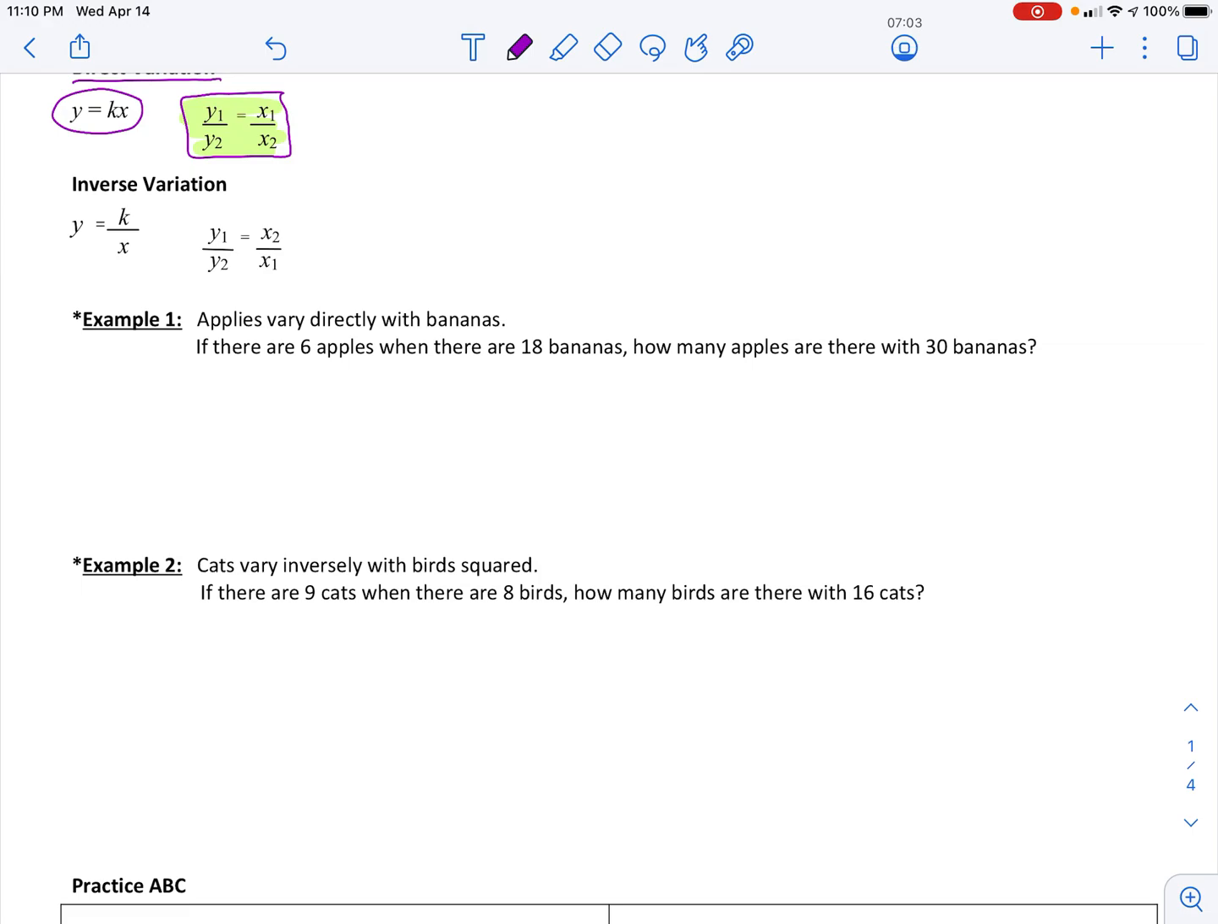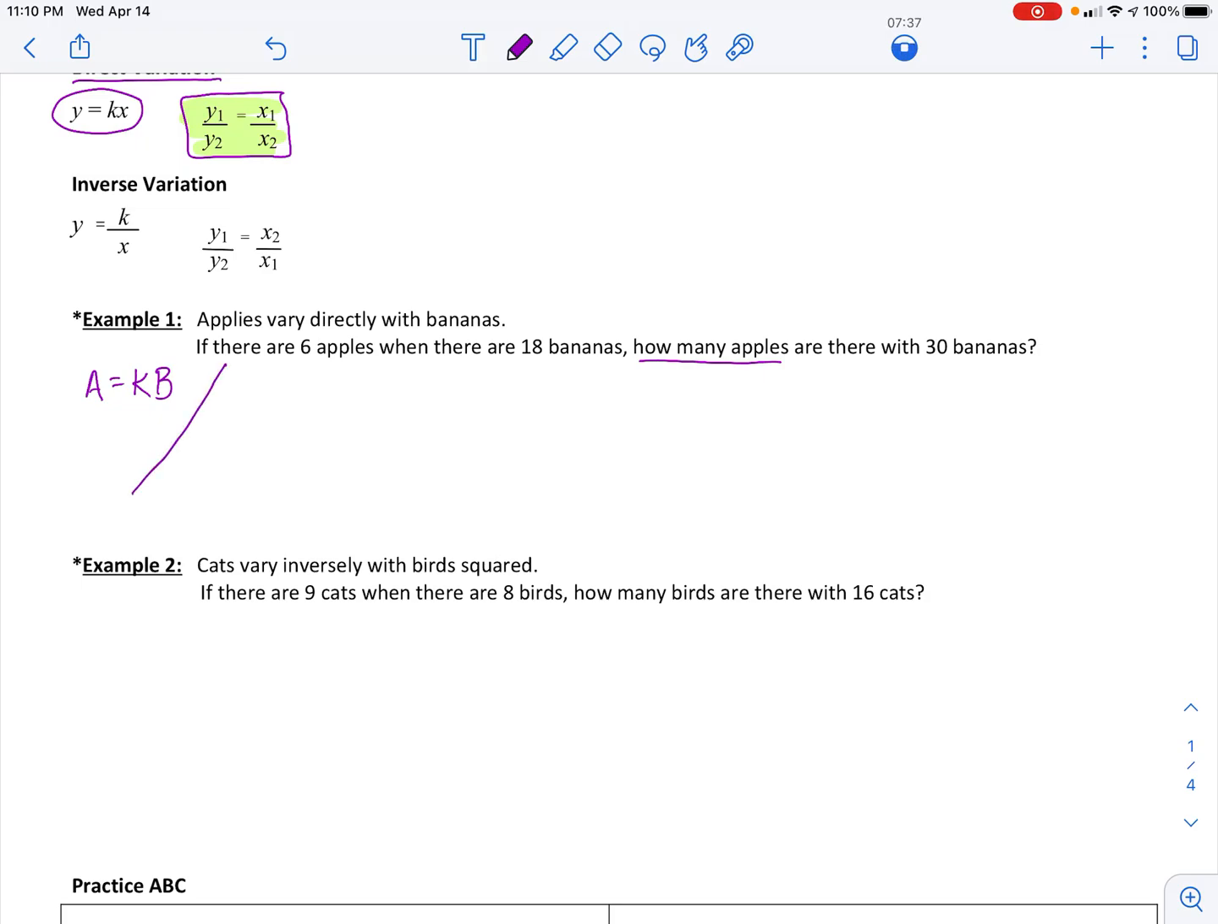Example 1 says, apples vary directly with bananas. If there are 6 apples when there are 18 bananas, how many apples are there with 30 bananas? Okay, so we have been using the equation that would look like this. We would use A equals our constant of proportionality times B. We would solve for K, and then we go back and plug K in, and then we can figure out whatever we need to solve for. In this case, how many apples there will be when there's 30 bananas.